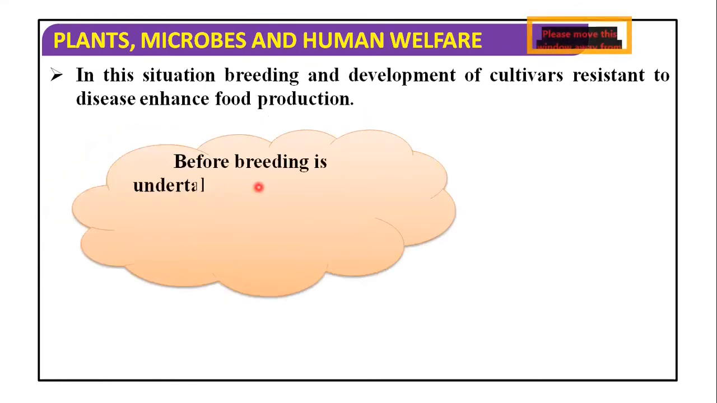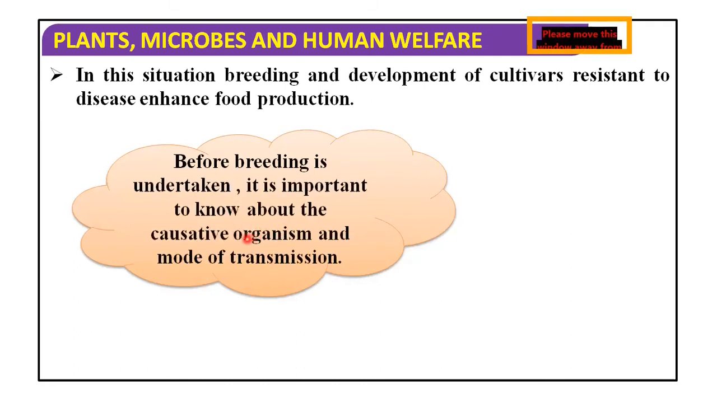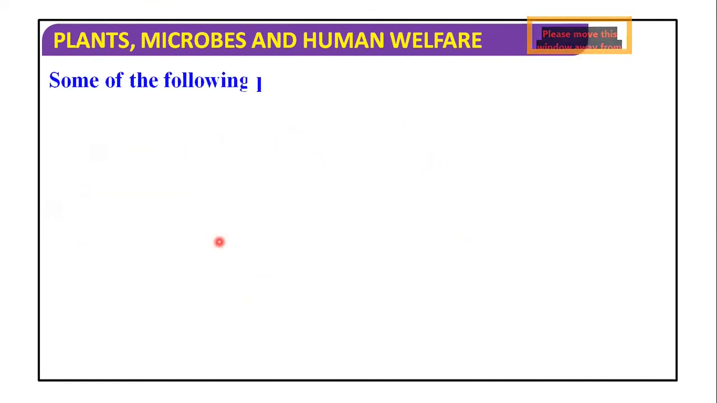Now before breeding is undertaken, it is very important to know about the causative organism. Means which organism, fungi, bacteria or virus, can cause the disease, and the mode of transmission is very necessary. Now some of the following plant diseases are given here.